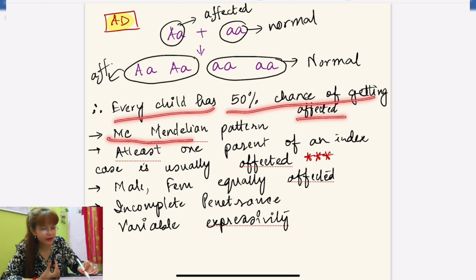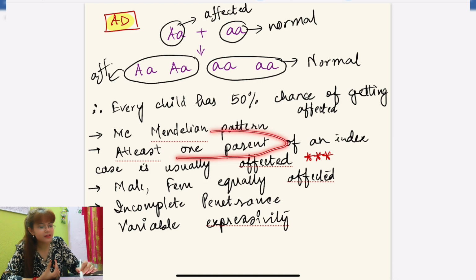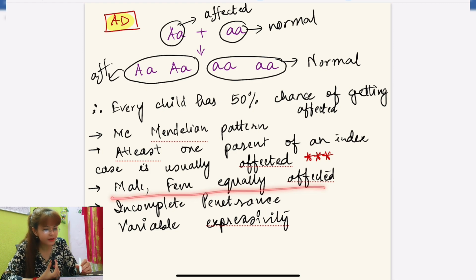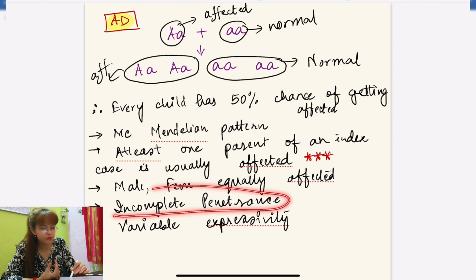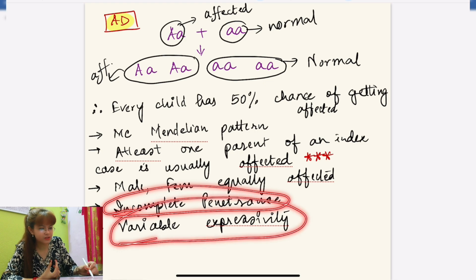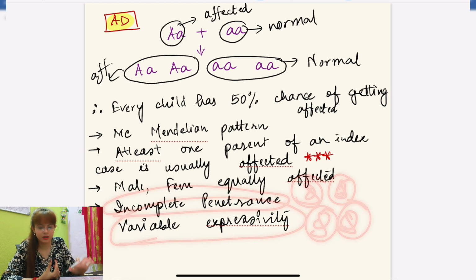This is the most common Mendelian pattern. At least one parent is affected. You can see one parent is affected. But again, this has one disclaimer which I've explained before. Male and female are equally affected. There are two very important points to remember: autosomal dominant disorders have a tendency of incomplete penetrance and variable expressivity. Very, very important question. The explanation I have just done now.